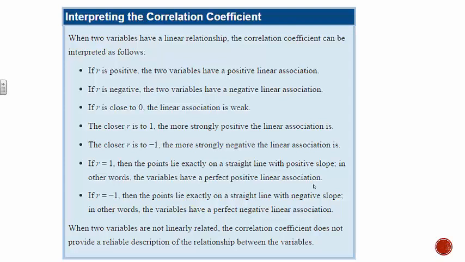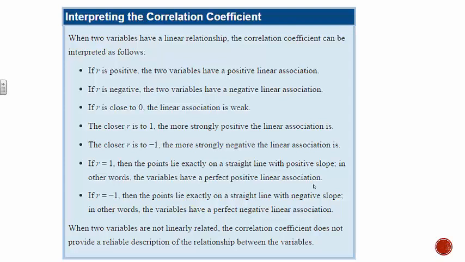Alexa, stop. Sorry. When you're going to analyze it, if your R is positive, that means that you have a positive linear association. If your R is negative, then you have a negative linear association. If R is 0 or close to 0, then you have a very weak association. The closer that your R is to 1, the stronger it is. So it's very, very strong and it's positive. If it's close to -1, it's very, very strong, but it's negative.